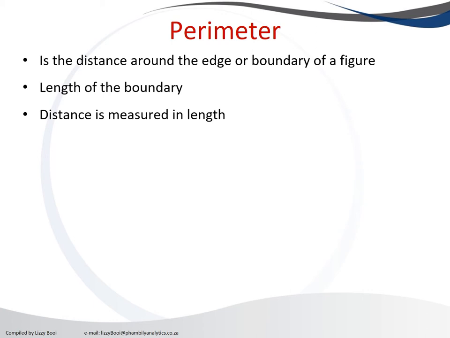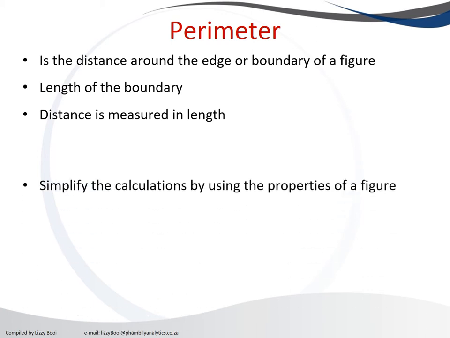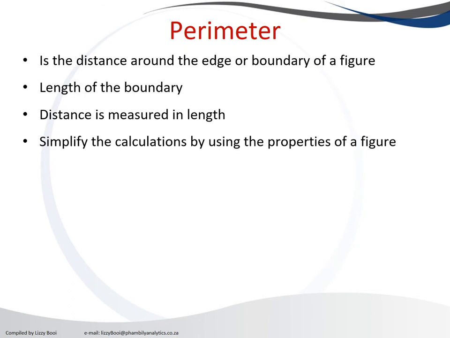Remember when we started with the SI system, we talked about the length is always calculated with meters, but you can convert from meters to centimeters and so forth. We use the length most of the time to calculate the distance around the boundaries. So we can also simplify calculations of the figure by looking at the properties of each. It's very simple to calculate the perimeter, because we're looking at the outside, so we just add all the sides together.